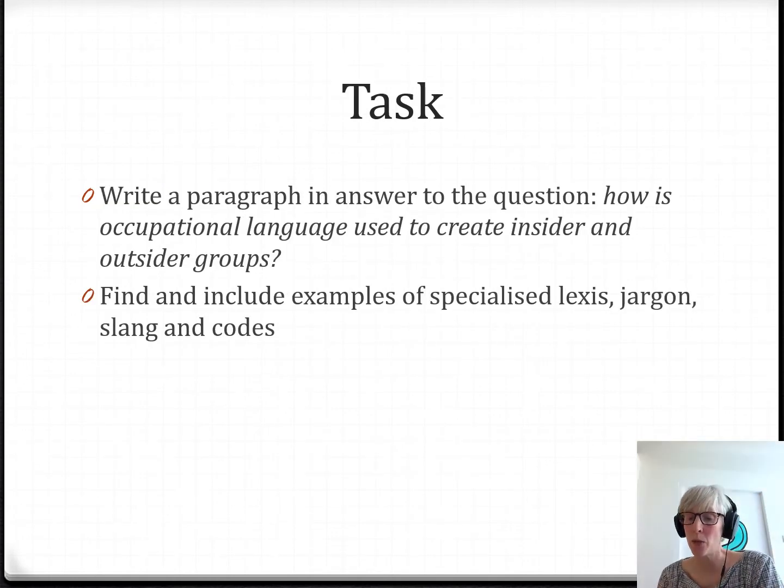So here we go with another revision task paragraph. How is occupational language used to create insider and outsider groups? And in writing that, you find and include examples and you use the terms specialist lexis, jargon, slang, codes. And if at this point you can't find any examples, then you have to find some. Yes, you have to go away and find some.